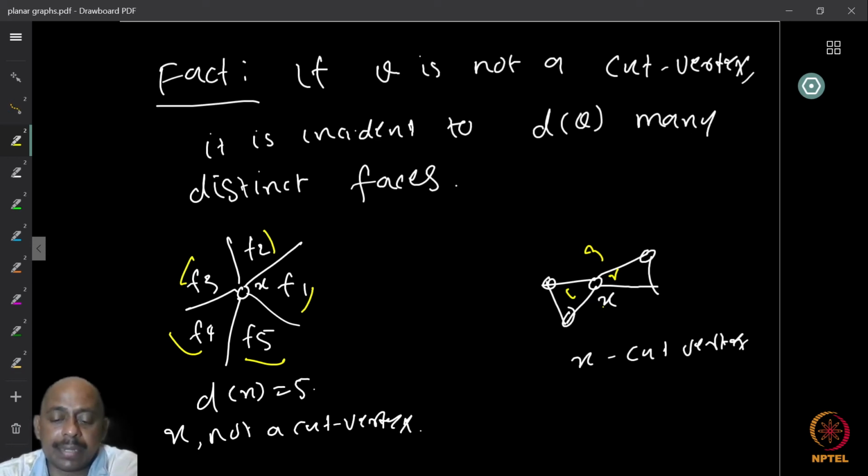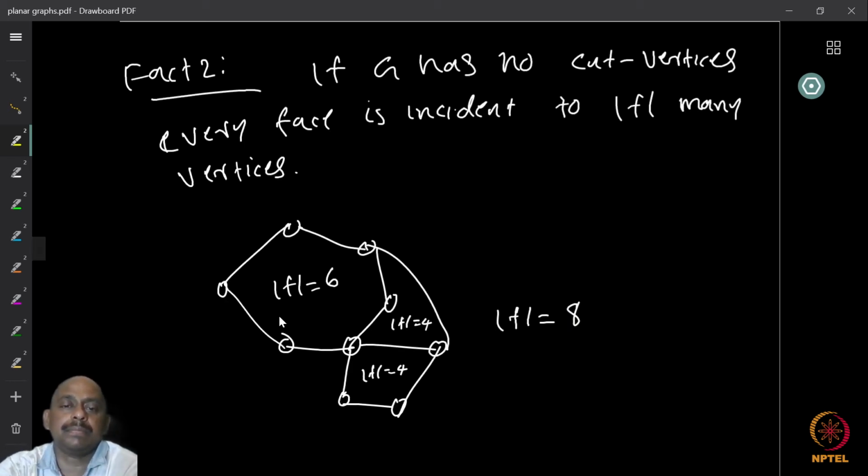So therefore, if a vertex is not a cut vertex, then it has exactly its degree many distinct faces incident to it. So it has exactly that many corners also, right? Again, it is very easy to see that if you have a cycle, or a face, then it has as many vertices as its length, and the length of the face and the number of corners are the same. So that is the fact too.